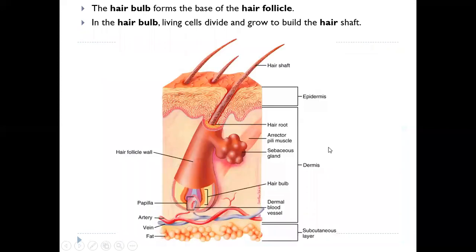Now looking into the structure of hair, the hair bulb is the area which is the base of the hair follicle. This area. Here the cells divide and grow, and they are going to build the hair, or the hair is going to emerge from this area called the hair bulb.